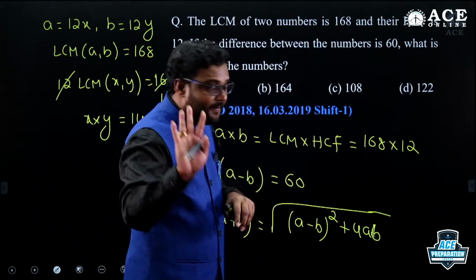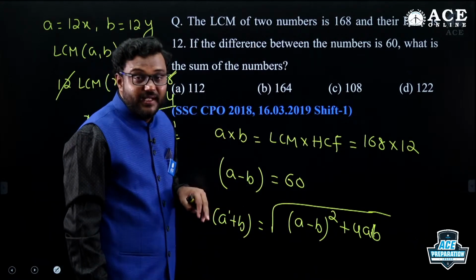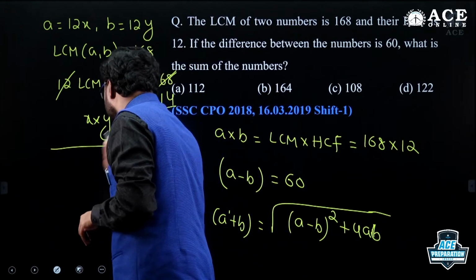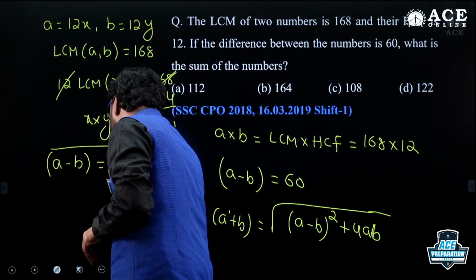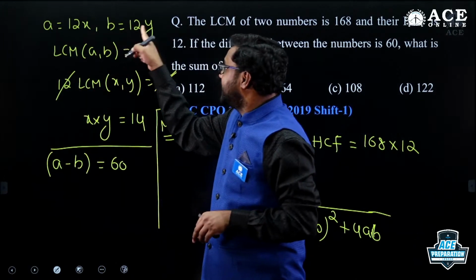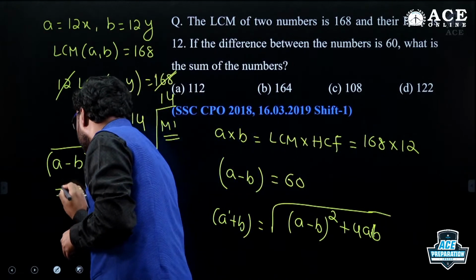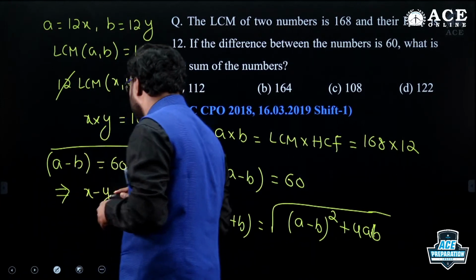Keep that x into y is 14. And in the question, the difference between the two numbers is 60. Two numbers means A and B. Here, many people may have a doubt; I'll get back to that. A minus B is 60, A is 12x, B is 12y. Dividing by 12, x minus y is nothing but 5. Divide by 12, my dear friends, x minus y is 5.